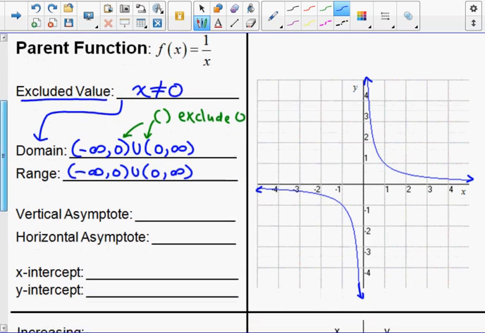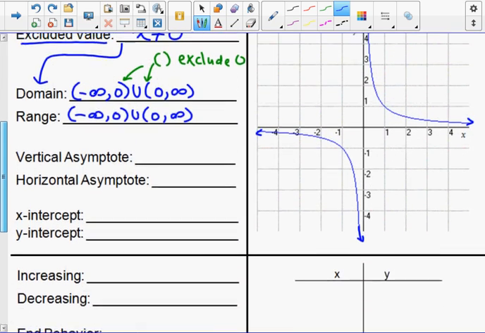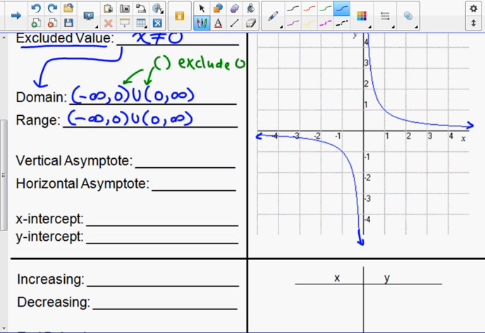Now to better understand what creates our graph, I think it's helpful to look at a table of values. So the first number I'm going to plug in is 2. Because our function is 1 over x, that gives us a half. So if I come up here to the graph, I can plot a point at 2, 1/2. If I plug in 1, this gives us 1 over 1, which is obviously equal to 1, and that gives us a second point.